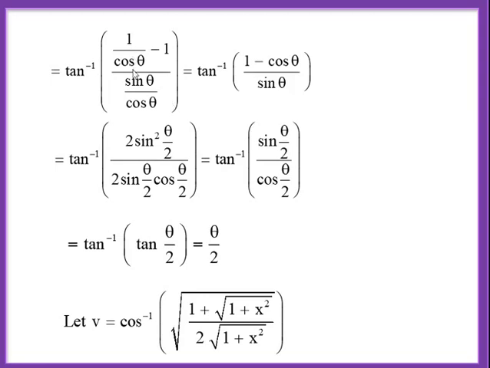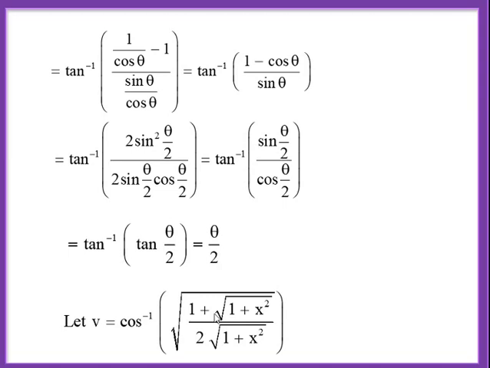Now sec is 1 by cos and so on. So we get 1 minus cos theta upon sin theta. 1 minus cos theta is 2 sin square theta by 2. What is sin theta? 2 sin theta by 2 cos theta by 2. Simplify to get tan theta by 2. Now tan inverse tan theta by 2 is theta by 2. This is u. Now consider v.